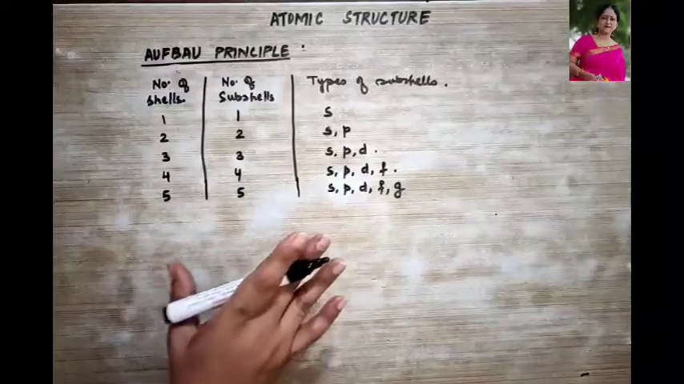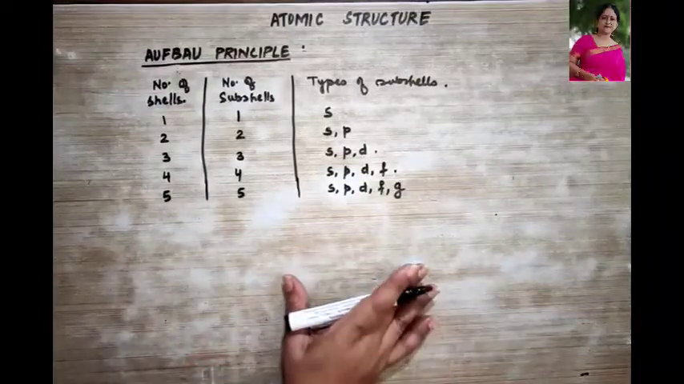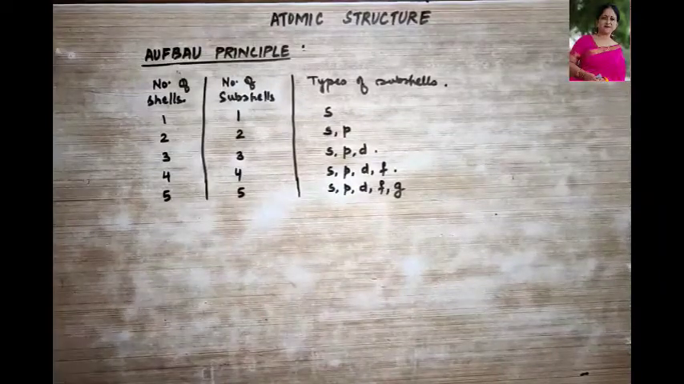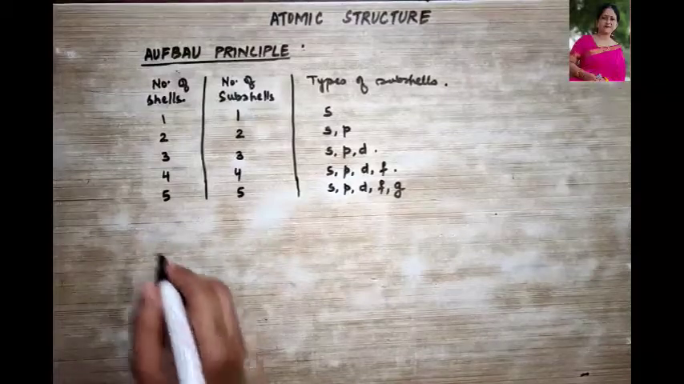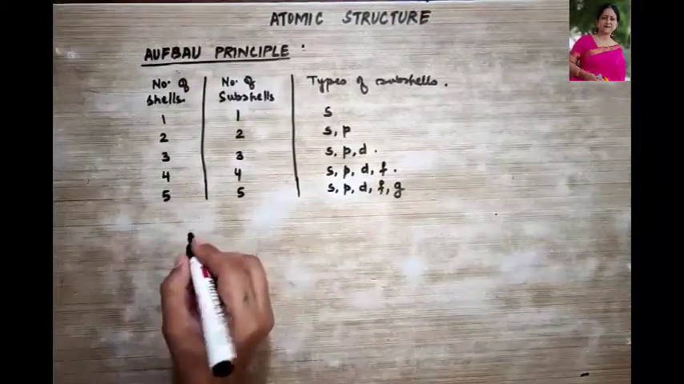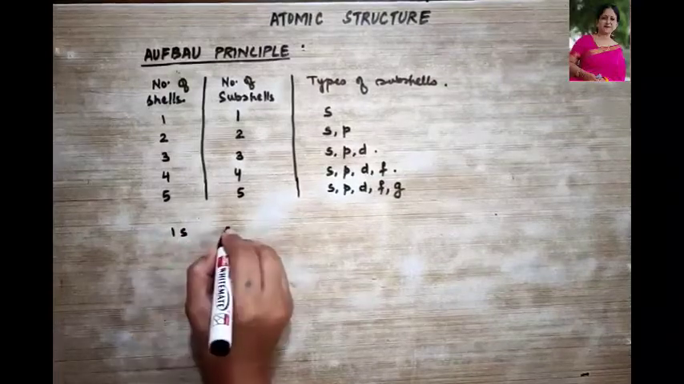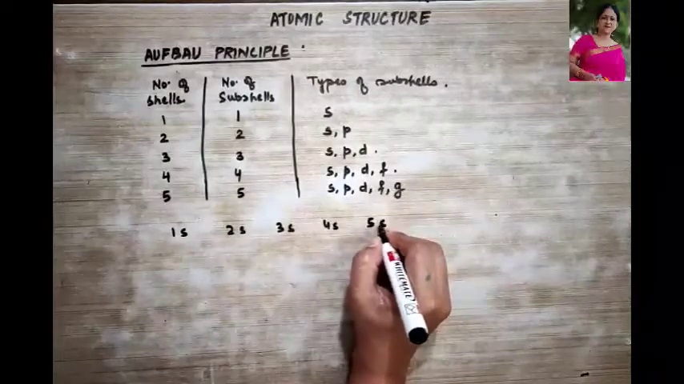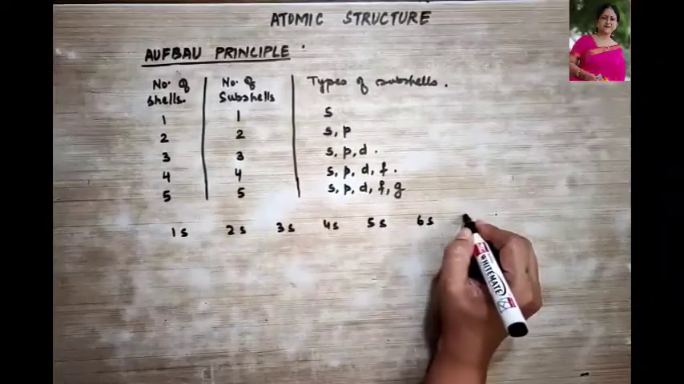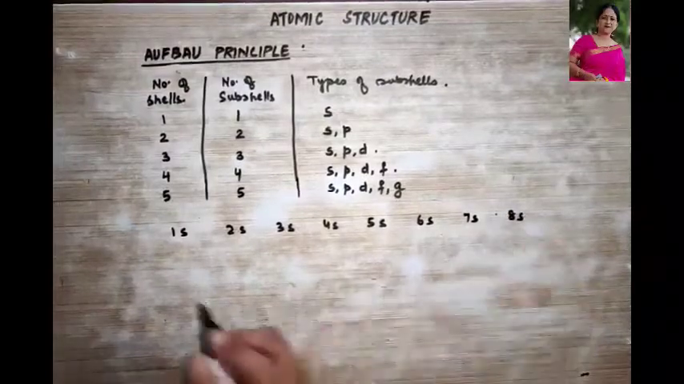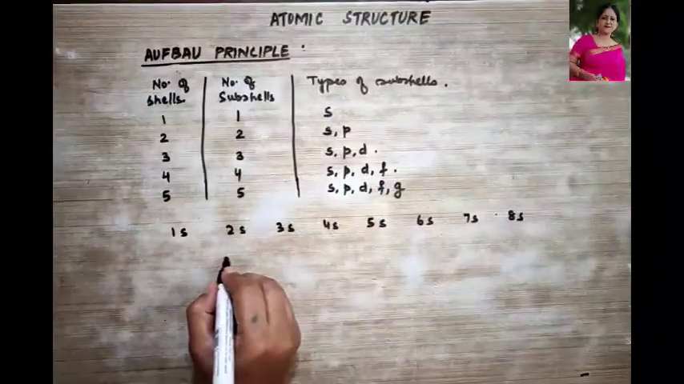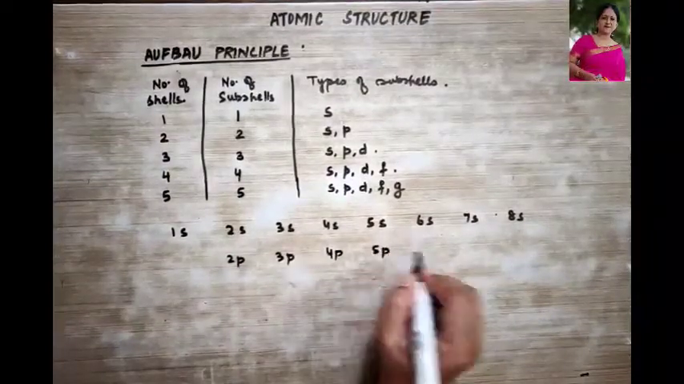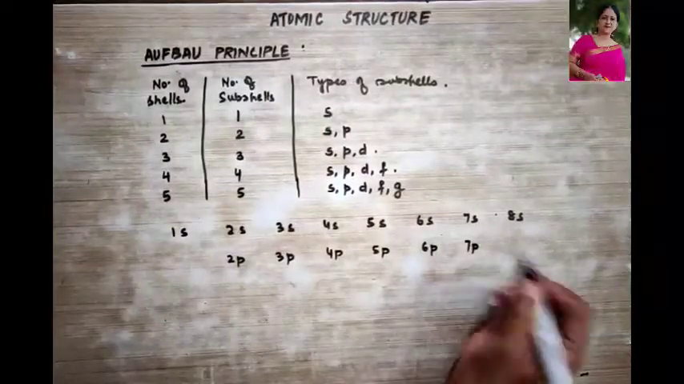Now let us arrange the order of filling of the various subshells. Here I am going to give you a pattern also to understand. So let me write it down first over here for you, and then I'll explain. 1s, 2s, 3s, 4s, 5s, 6s, 7s, 8s. Okay. Then P starts from where? 2. So 2p, 3p, 4p, 5p, 6p, 7p.